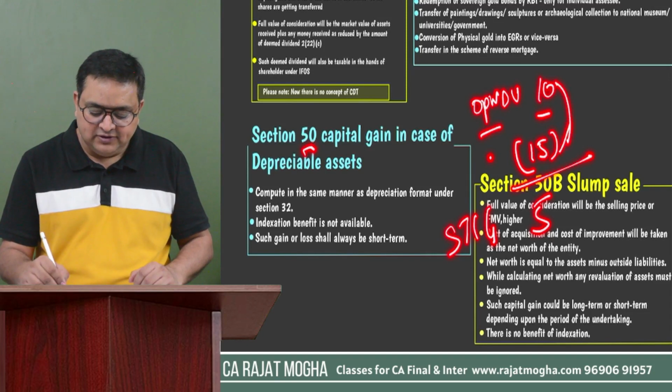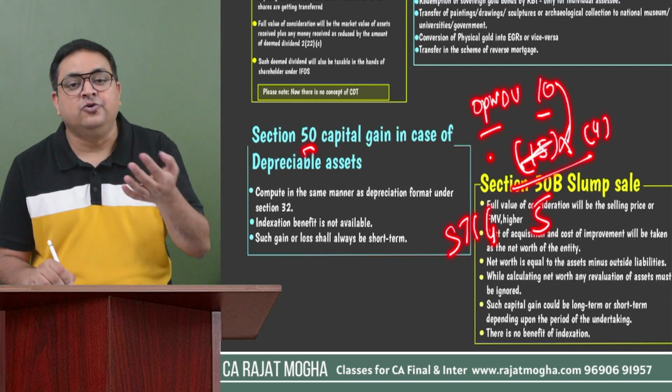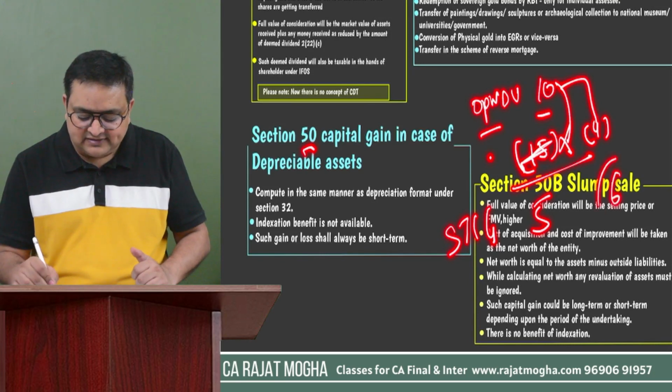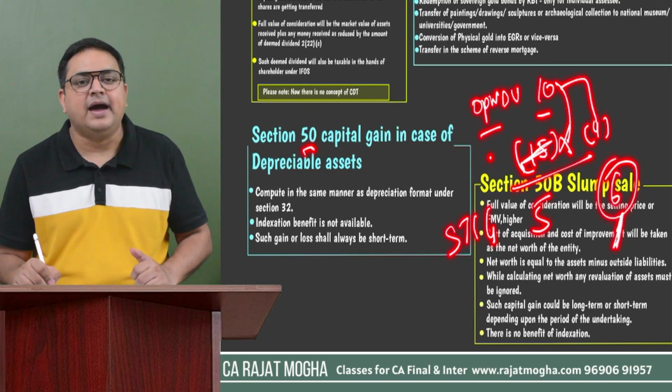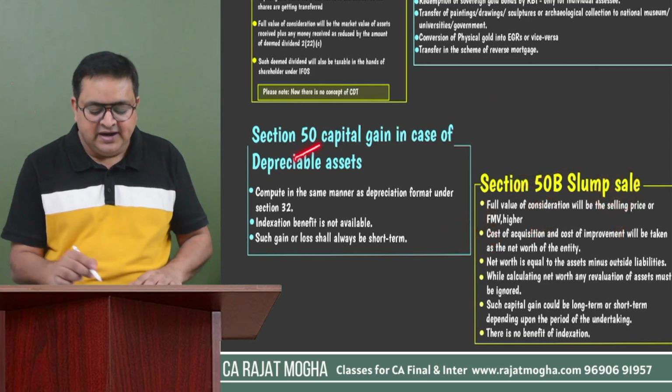But let's say you have sold this block for rupees 4 lakh, let's say the entire block is sold for 4 lakh. Can you claim depreciation? The answer is no. Why? Because the entire block is getting sold. So here 10 minus 4, 6 lakh would be the short-term capital loss. It will lead to short-term capital loss. And under section 50, it will always be short-term.